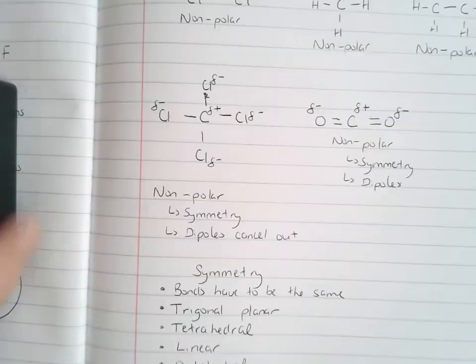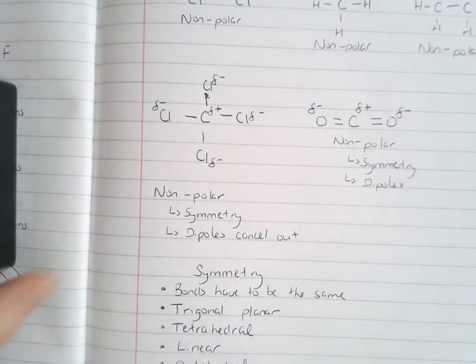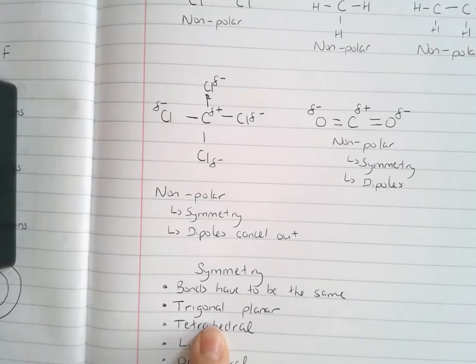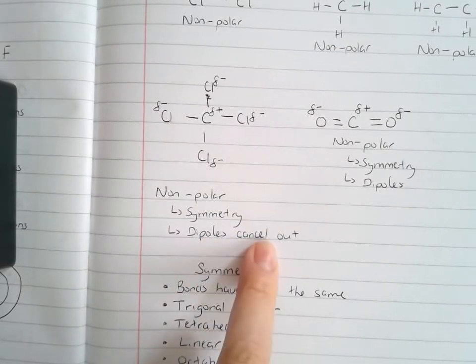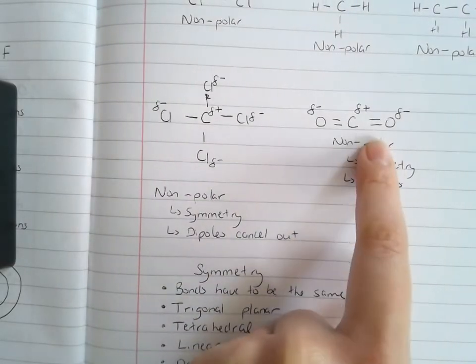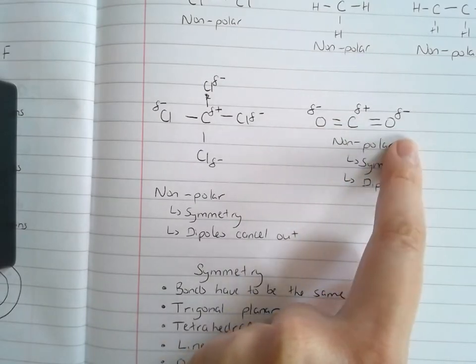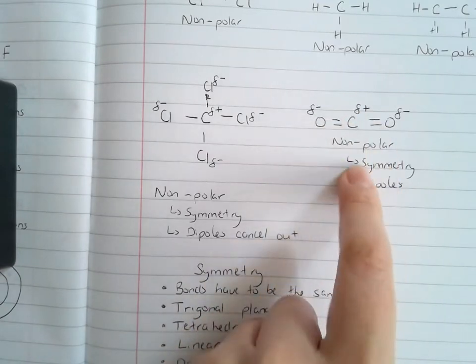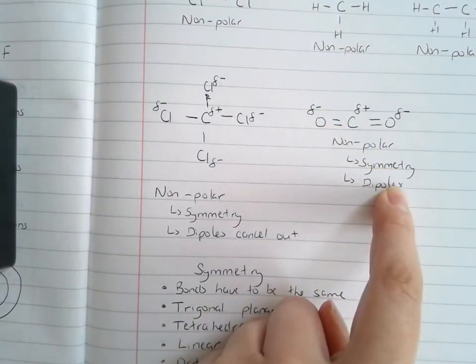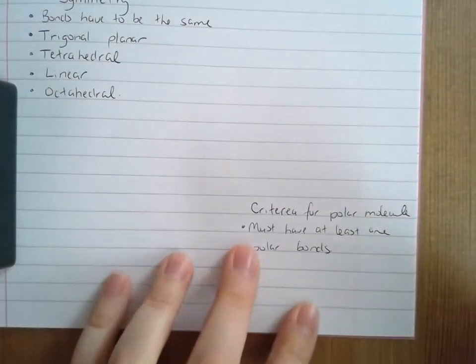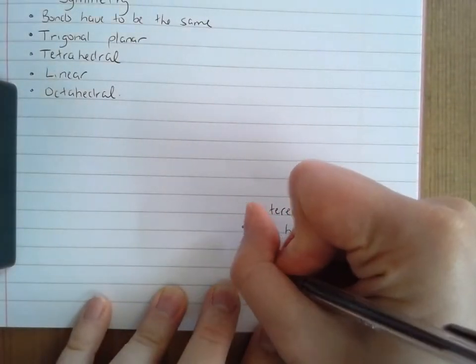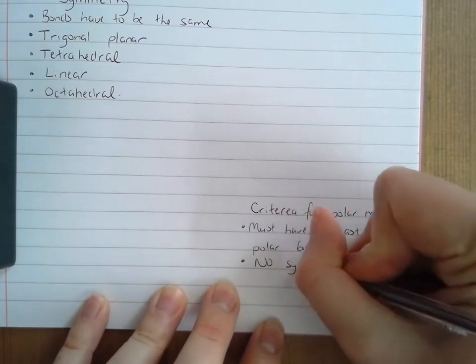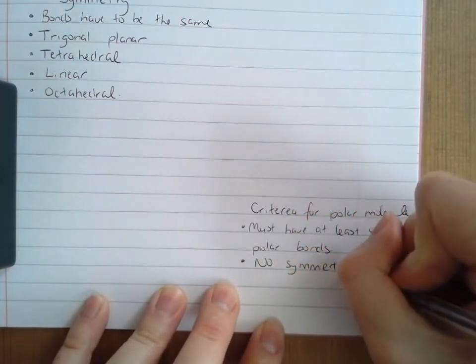In the above example, all my bonds are the same and it's tetrahedral, therefore it's symmetrical. Symmetrical, the dipoles cancel out and it's non-polar. In the second example, all my bonds are the same and it's linear. If it's linear with the same bonds, it's symmetrical, the dipoles cancel out and it's going to be non-polar. So if I come back down here to my criteria for a polar molecule, you need to have no symmetry, because if you've got symmetry, those dipoles are just going to cancel out.